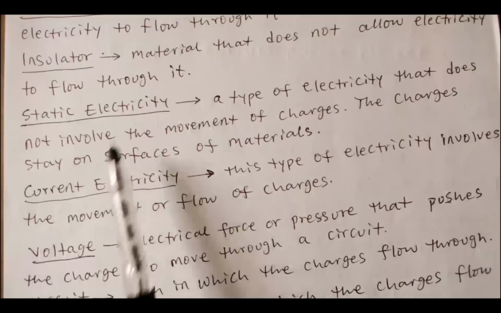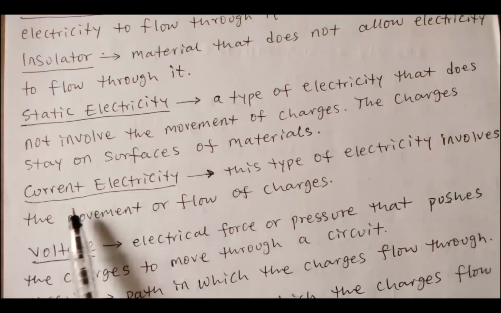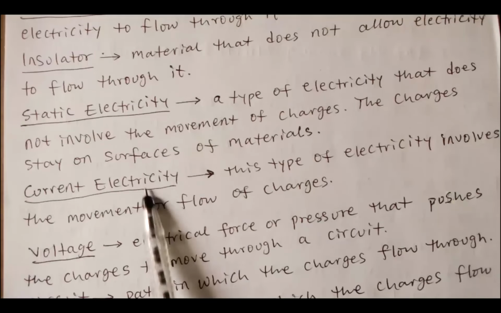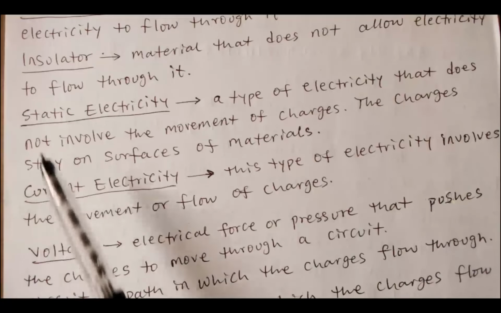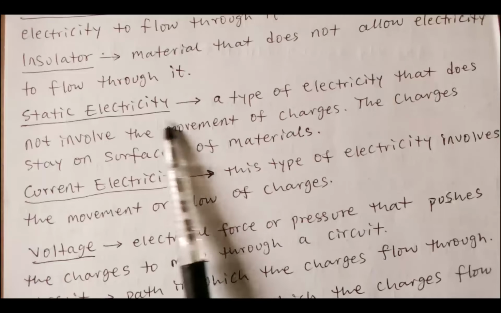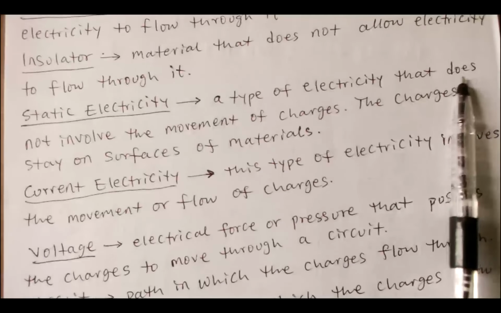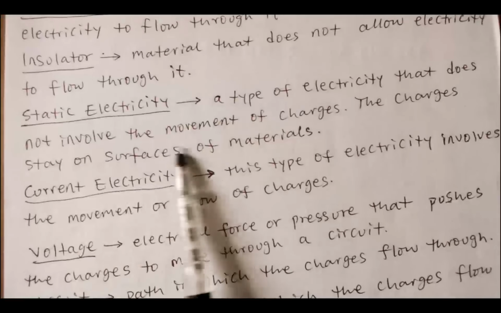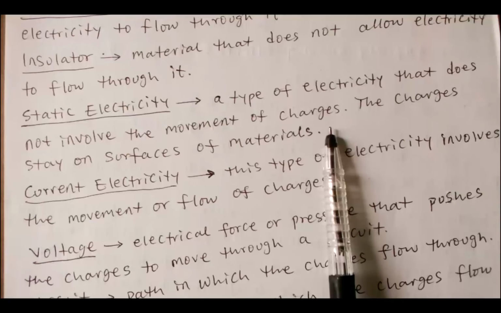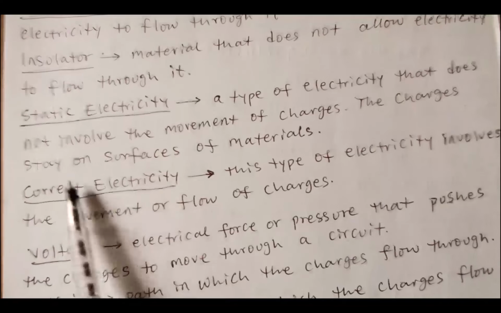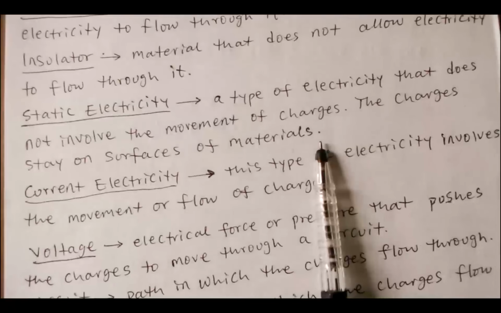Here we have static electricity. Then we have current electricity. Those are the two forms of electricity we have. Now, what is static electricity? Static electricity is a type of electricity that does not involve the movement of charges. The charges stay on surfaces of materials.